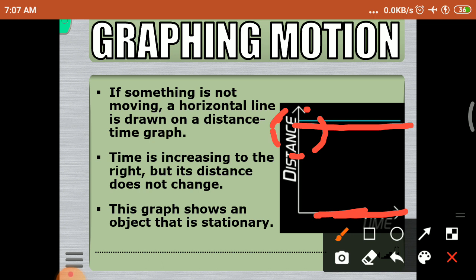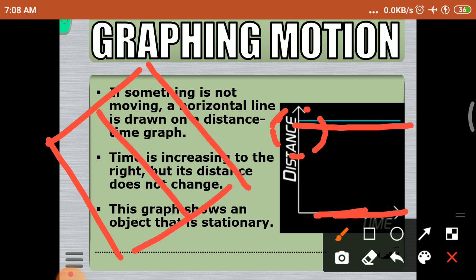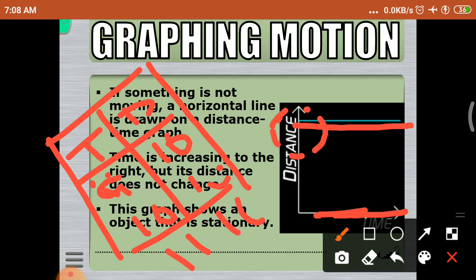Do you understand? When you plot a graph, you have to take readings of time and distance. Here at 9 o'clock, the distance is maybe 10 meters. At 10 o'clock also it is 10 meters. At 11 o'clock also it is 10 meters. So the position of the object does not change with respect to time. From this we can say that the object is at rest.